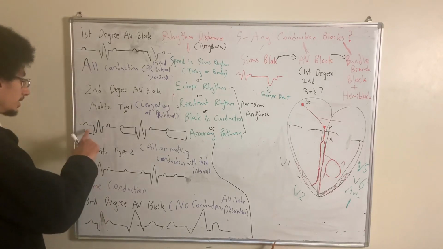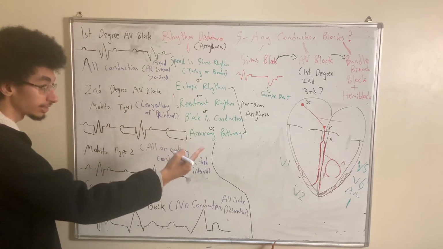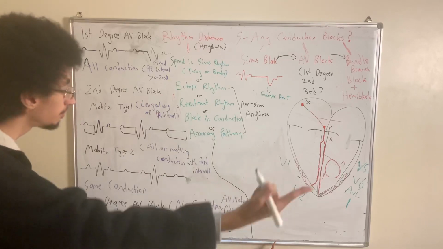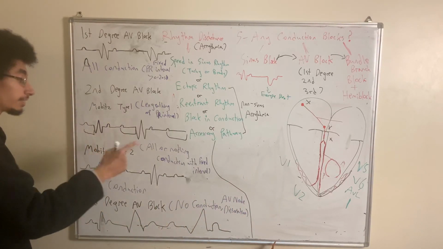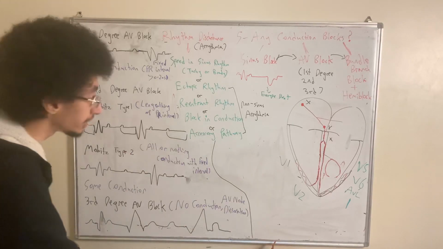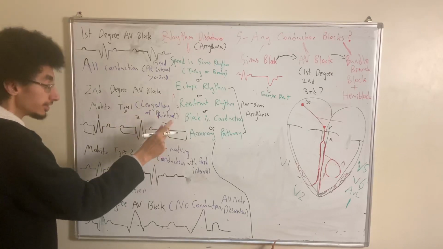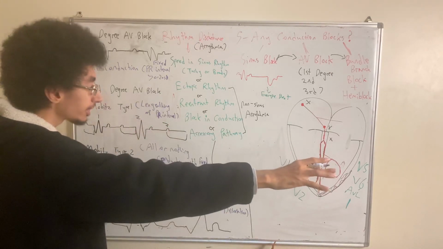The PR interval progressively lengthened. It got prolonged with each sinus beat, so this second one is more prolonged than the previous. And then eventually it became so prolonged that in the third beat, one, two, three, this third sinus beat only has a P wave, but no QRS complex.